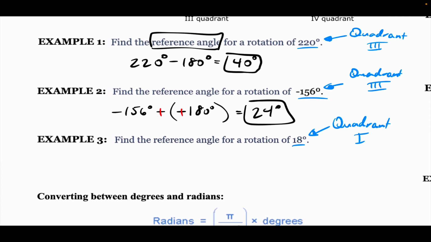Okay, so quadrant 1 says you don't have to do any subtraction or adding. You just use the same angle. So it's 18 degrees. So the reference angle for 18 degrees is 18 degrees. Okay. The last thing we're going to do, today we're going to end pretty early because it's not a lot, is converting from degrees to radians and vice versa.